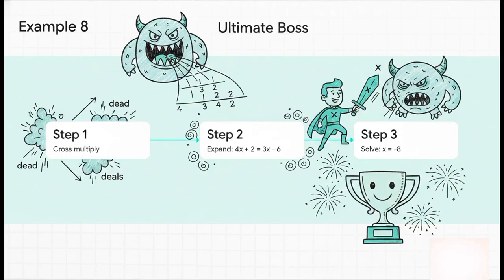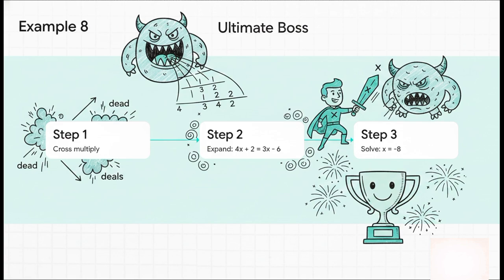Very advanced example 8. We have the entire expression 2x plus 1, all divided by 3, equal to the entire expression x minus 2, all divided by 2. I know, this looks terrifying. But step 1 is so simple. Cross-multiply. Just multiply diagonally across the equal sign. And just like that, the fractions are gone.